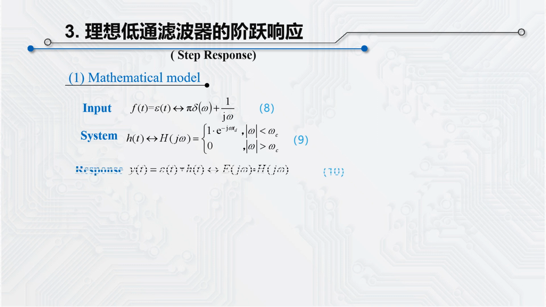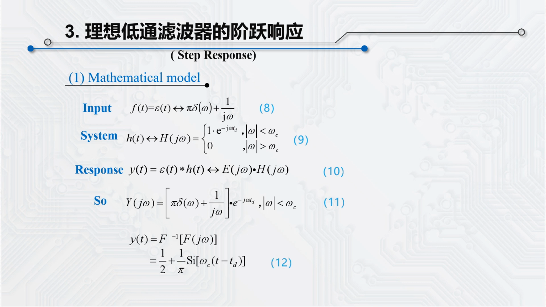In time domain, the response of this system y(t) is equal to the convolution of epsilon t and h(t). According to the time domain convolution theorem we learned before, obviously, its spectral characteristic conforms to Formula 9. In this way, the output Y(j omega) of the ideal low-pass filter satisfies Formula 11. If we take the inverse Fourier transform of Y(j omega), we can get Formula 12.